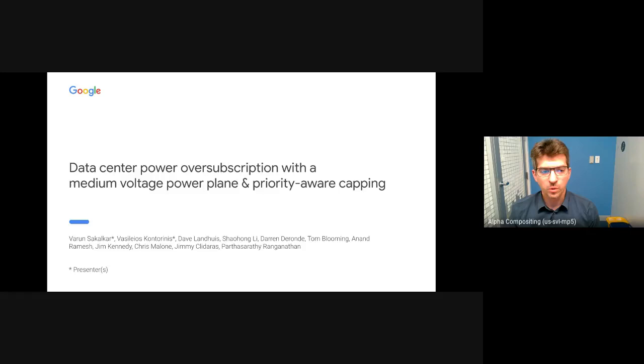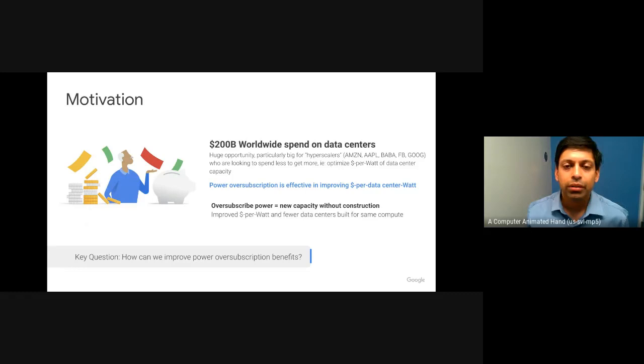With cloud's hyperscale growth, we are spending hundreds of billions of dollars globally on building data centers. These trends motivate increased emphasis on efforts to improve the cost efficiency of building data centers, either by reducing cost of construction or by using built-out capacity more effectively. One such effort focused on increasing capacity utilization is power oversubscription.